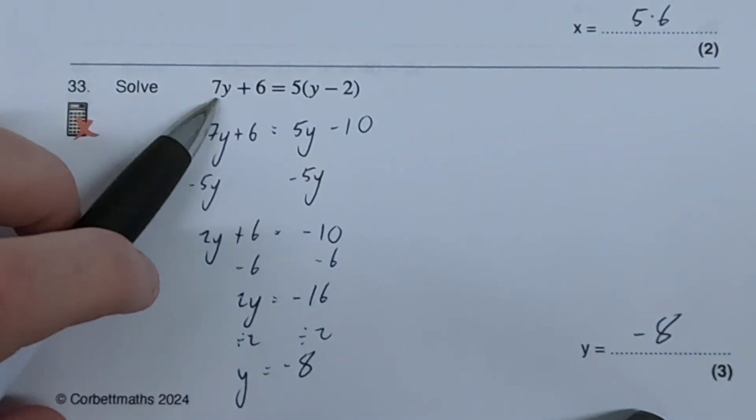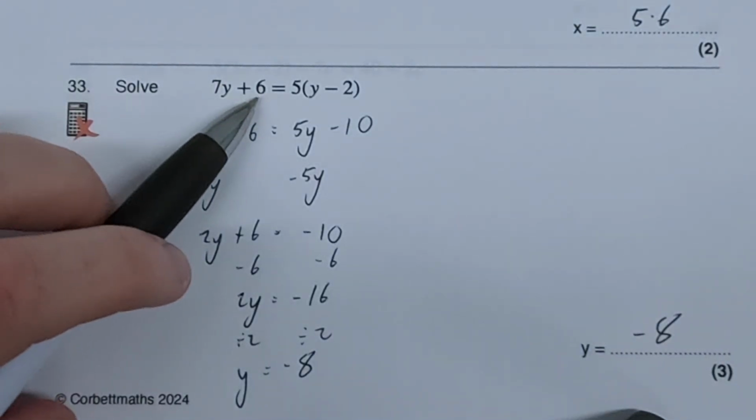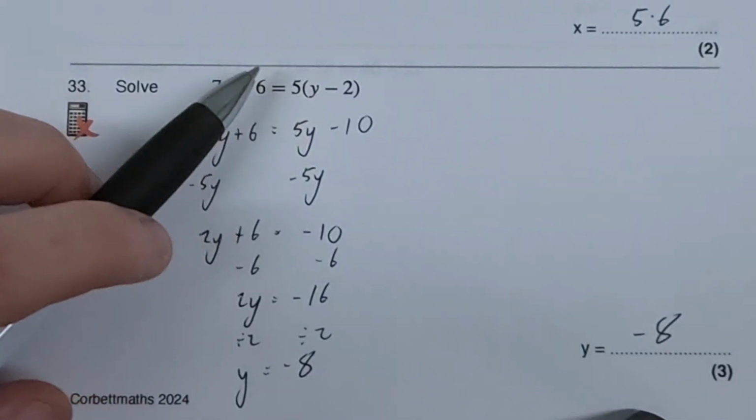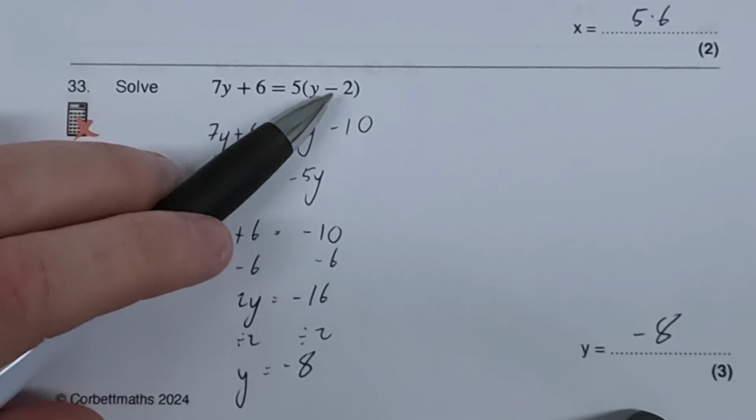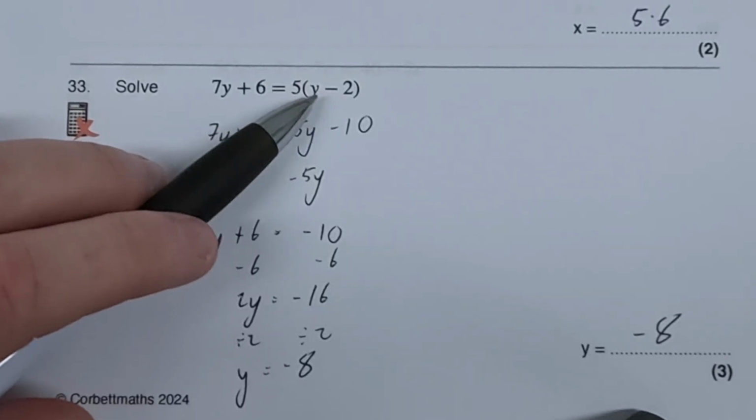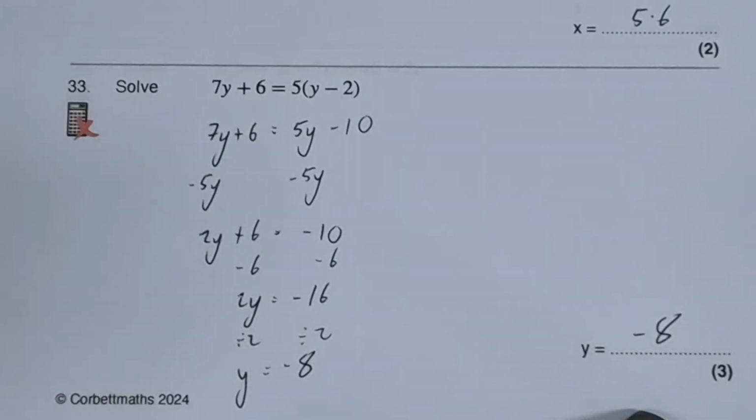7 times minus 8 would be minus 56. Plus 6 would be minus 50, because you're going to be going back up 6. So that's minus 50. On this side, you had minus 8 take away 2. Inside the brackets is going to be minus 10. Times 5 is minus 50. So minus 50 equals minus 50. So we're right. Okay, let's look at our next question, question number 34.